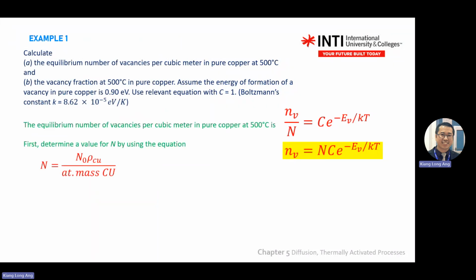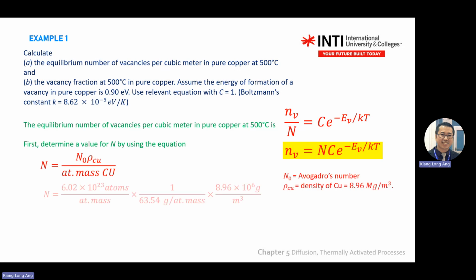Okay, use N equals rho divided by atomic mass. So you'll be given a periodic table. I assume you already know how to find the atomic mass. In the periodic table, you will see 63.54 gram per atom mass. The number of Avogadro is 6.02 10 power 23. You multiply by density, and you will get in 1 meter cube 8 10 power 78 atoms per meter.